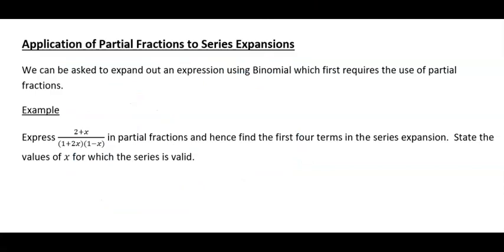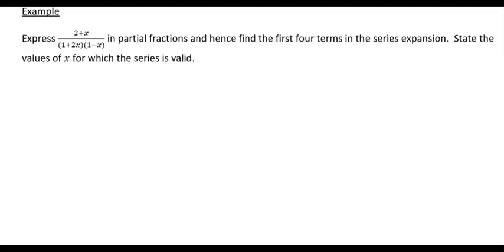Okay, we're going to look at an example here where the first thing we've got to do before we can do our binomial expansions is to rewrite something using partial fractions. So our example says, express 2 plus x all over 1 plus 2x upon 1 minus x in partial fractions, and hence find the first 4 terms in the series expansion and then state values of x for which the series is valid.